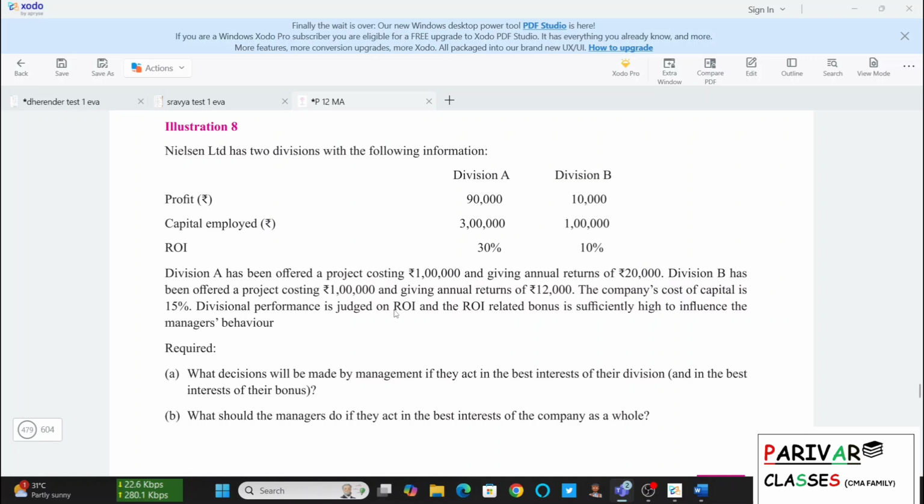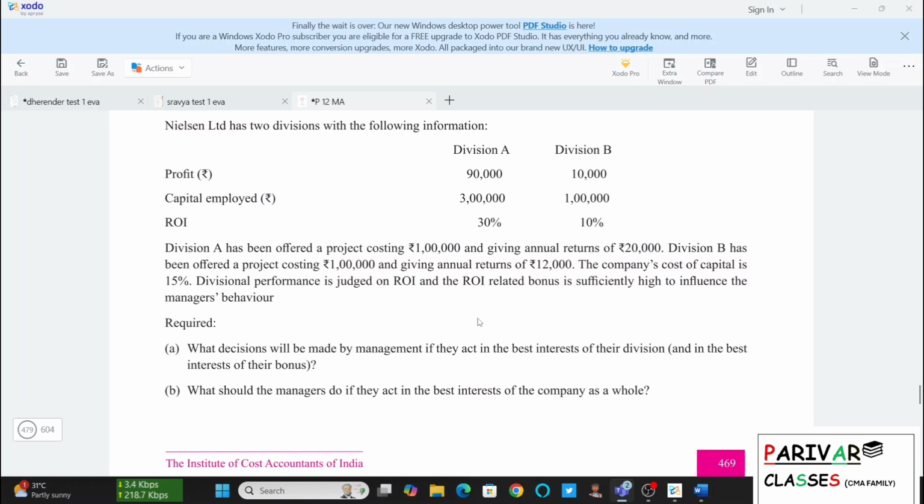He is saying we have to compare the divisions' performance based on ROI, and the higher the ROI, the managers will get a higher bonus. He is saying that point. What is he asking? What decisions will be made by the management if they act in the best interest of the division and in the best interest of their bonus?